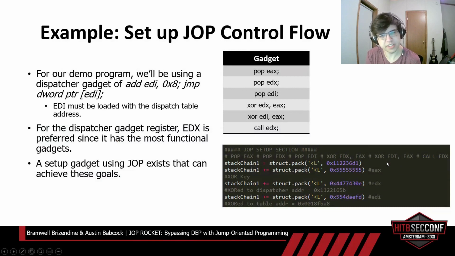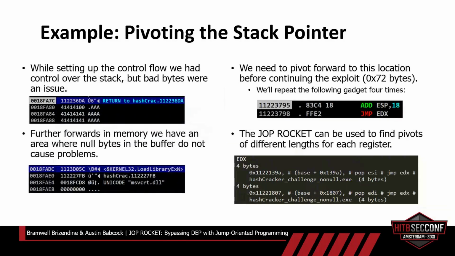Just like with any JOP exploit, we're going to set up our JOP control flow. First of all, we're just going to use a JOP gadget in order to do that. We do have to XOR some values there because we have to worry about bad bytes. However, later in memory, we have a copy of our payload that doesn't have bad bytes in it. The null bytes that are normally bad at the start of our exploit are included in our payload later in the exploit.